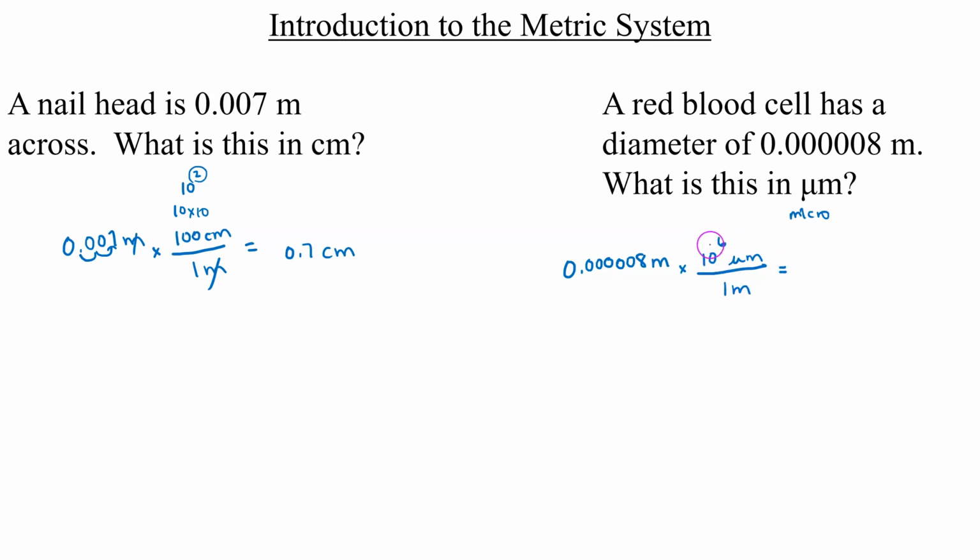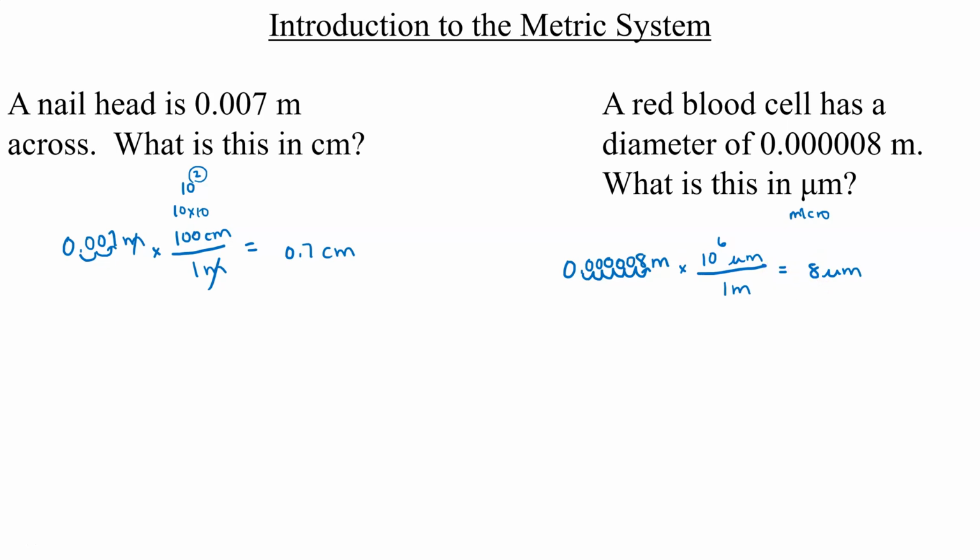So I need to move my decimal place 6 to the right. 1, 2, 3, 4, 5, 6. So 8 micrometers. And if you wanted to check on that, you could do this number times 1 million or 10 to the 6th, and you'll see that you end up with 8.